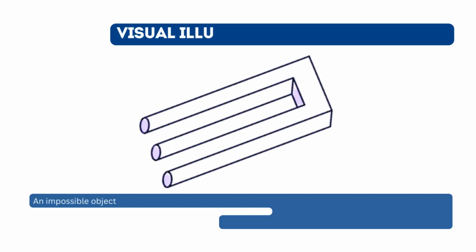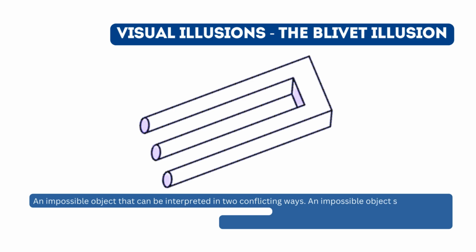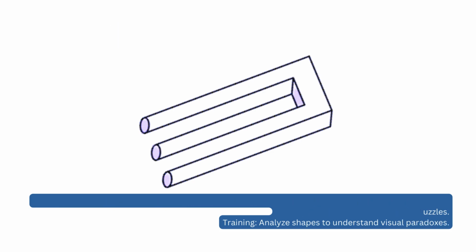The blivet, an impossible object that can be interpreted in two conflicting ways. An impossible object since the 19th century, it is used in art and optical puzzles. Training. Analyze shapes to understand visual paradoxes.